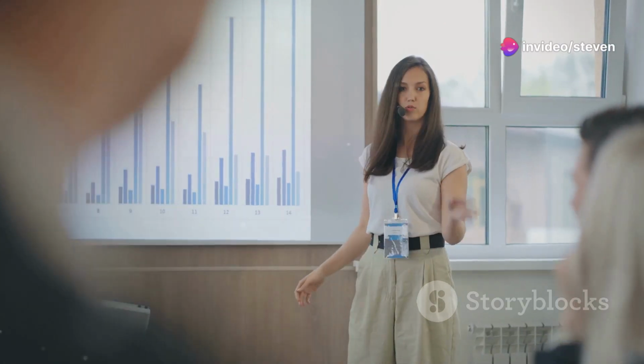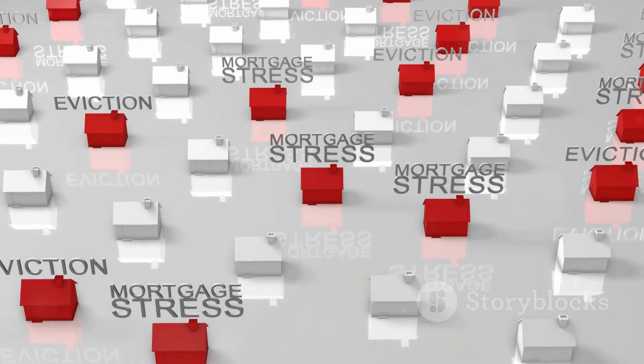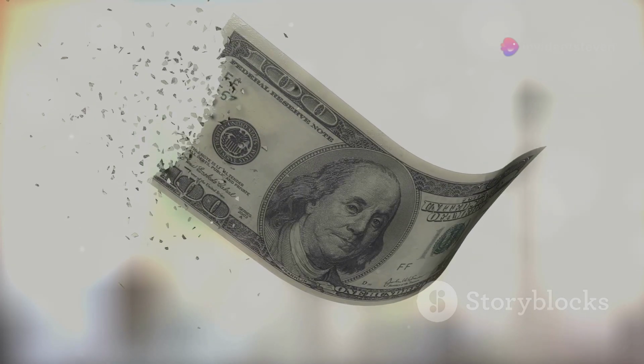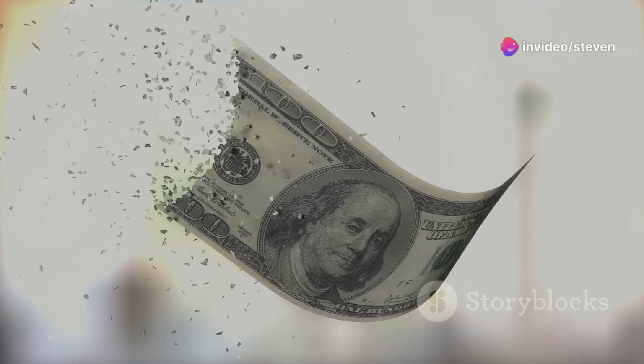The Great Recession was a global financial crisis, the likes of which had not been seen since the Great Depression of the 1930s. At the heart of this crisis lay the U.S. housing market, which had experienced a prolonged boom in the early 2000s.